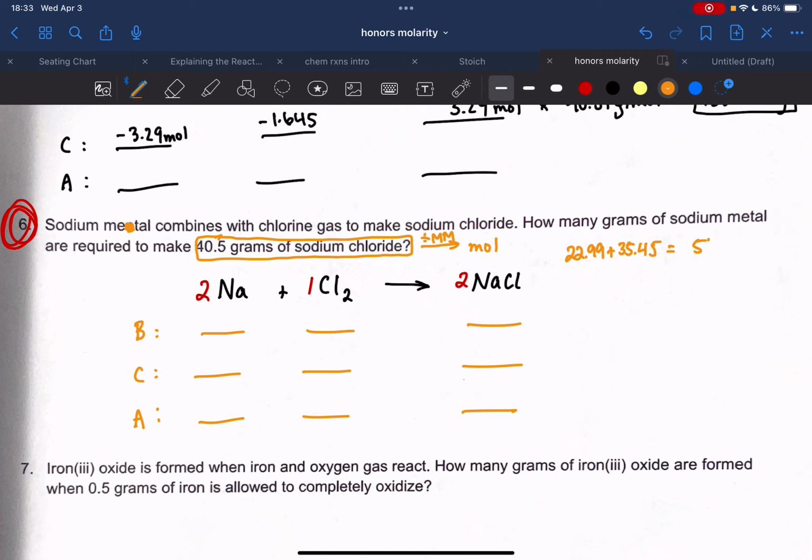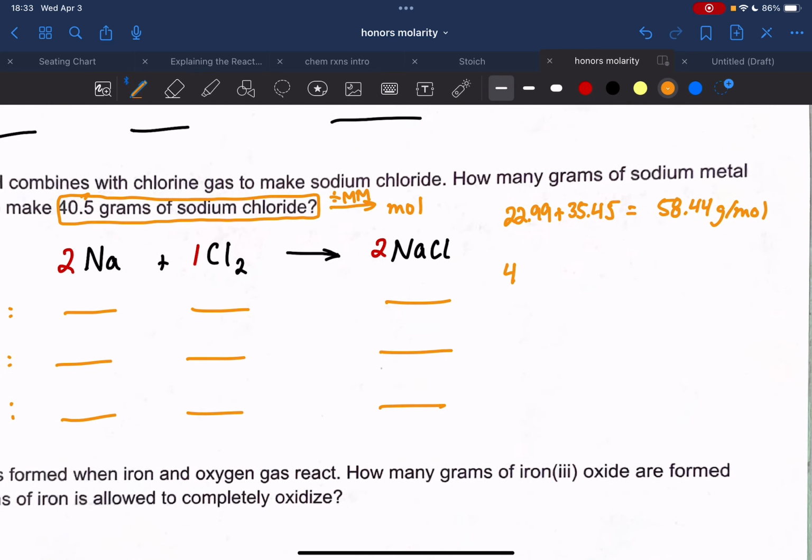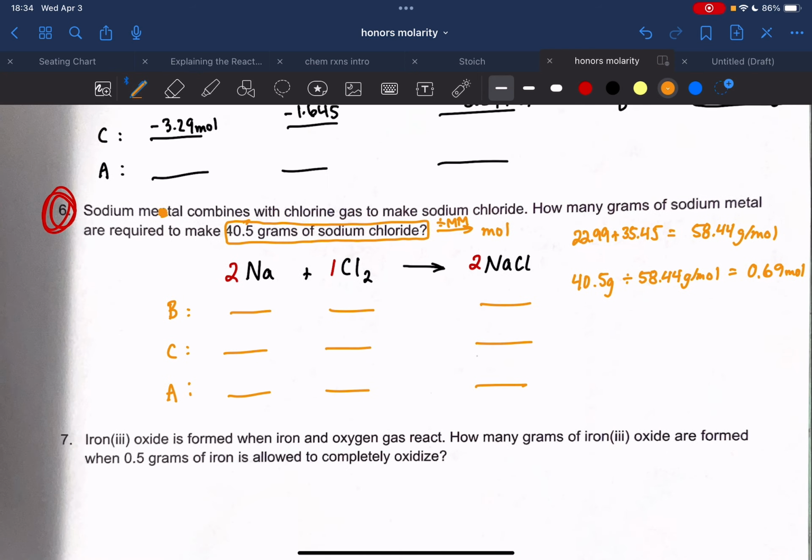Which gets me 58.44 grams per mole. That's my molar mass for sodium chloride. And so I'll take my 40.5 grams of it, divide by the molar mass, and this tells me that 40.5 grams is really 0.69 moles. And so that is the amount of sodium chloride that I am making, right?